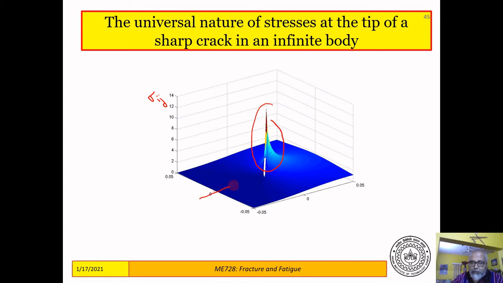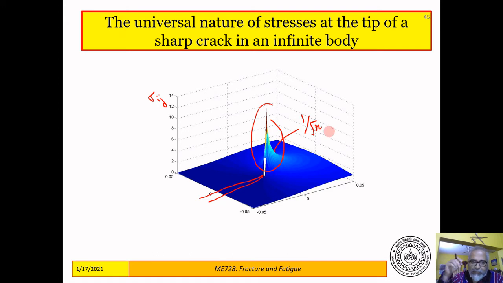The crack is here. At the crack tip, all stresses will go to infinity no matter which direction you approach from, and this will go to infinity as 1 by square root of r, where r is the distance from the crack tip.